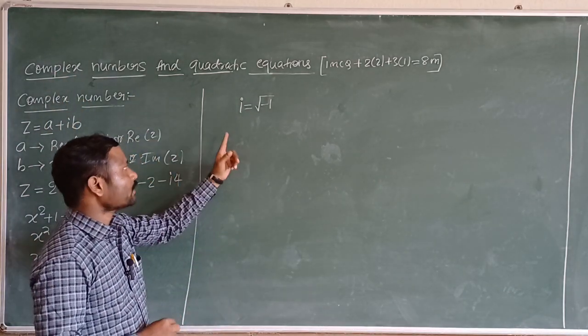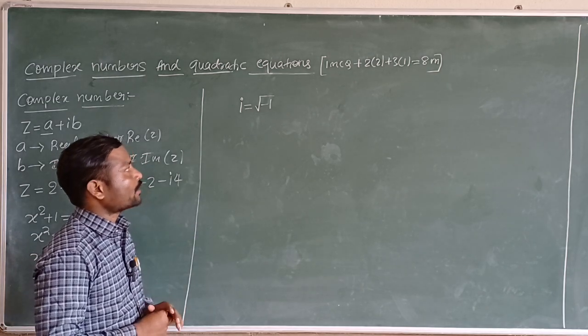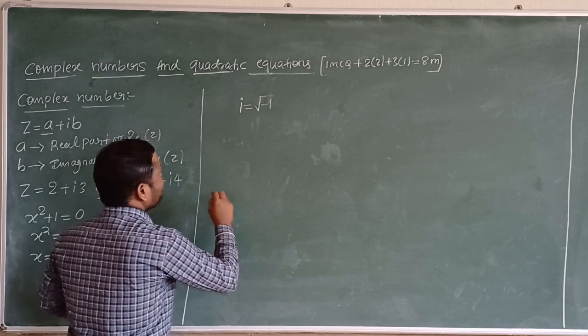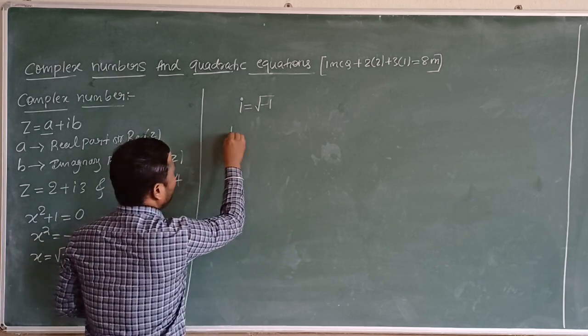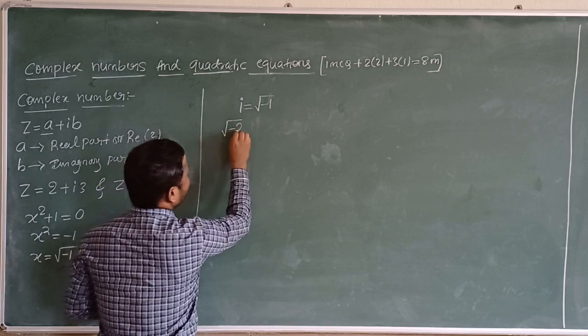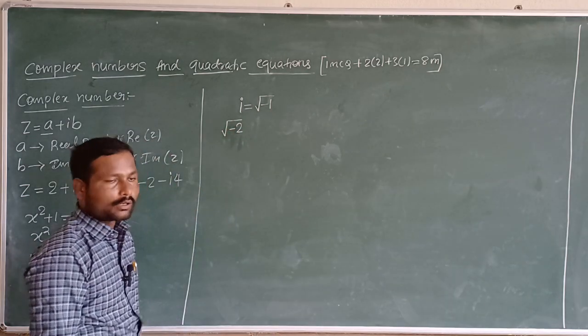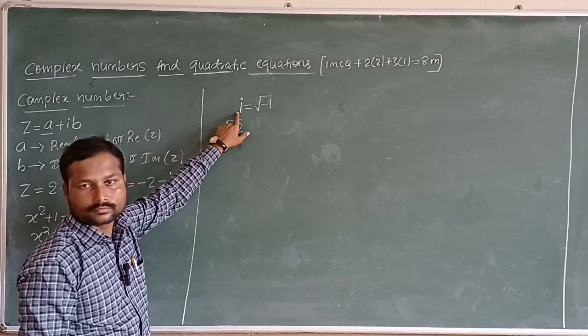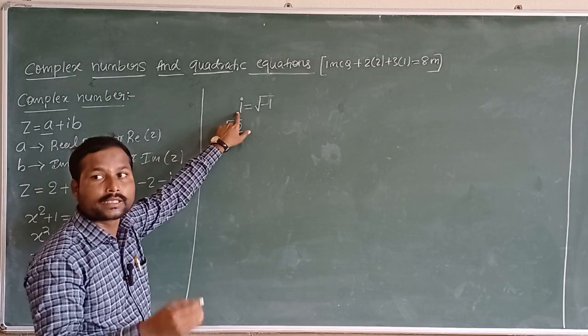See here, that is I is equals to what? Square root of what? -1. Okay, suppose if the value is what here? Square root of what? -2, what can it be? Clear? Okay, see here, square root of -1 is nothing but what here? I. Correct?